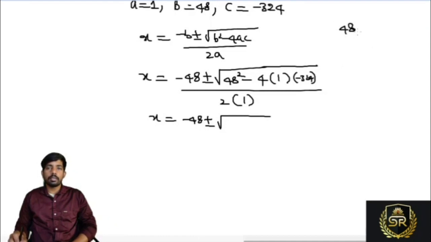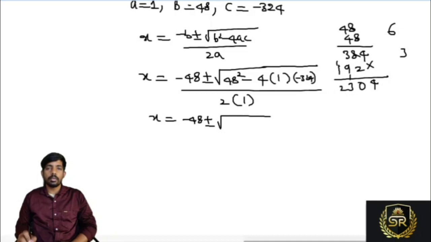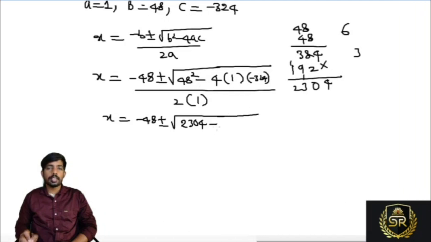What is 48 square? 48 into 48. 8 8s are 64, write 4 and carry 6; 4 8s are 32, plus 6 is 38. Then 4 4s are 16, and 4 8s are 32, plus 1 is 19... so 48 square is 2304. Minus, next, minus into minus is plus, 4 into 324.